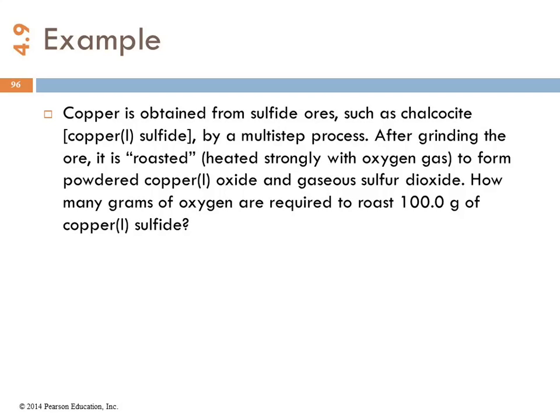Okay. Copper is obtained from sulfide ores, such as chalcocite, I don't know, copper 1 sulfide, I feel better about that, by a multi-step process. After grinding the ore, it's roasted, heated strongly with oxygen gas, to form powdered copper 1 oxide and gaseous sulfur dioxide. How many grams of oxygen are required to roast 100.0 grams of copper 1 sulfide?